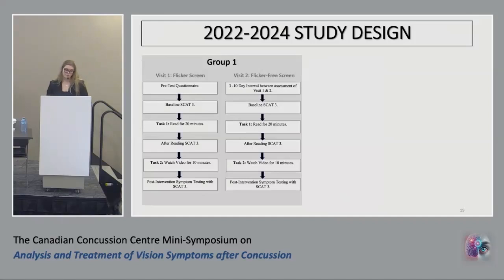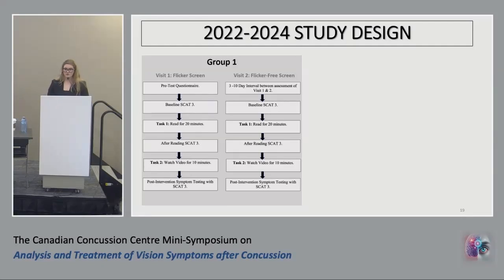I'm going to walk you through an example of what could be expected of a participant that was in group 1 for this study. So someone from group 1 first came in and they used the flicker screen, and they first filled out a pre-questionnaire. And so the questions on this pre-questionnaire were some of the data that I've already presented. Then they filled out the baseline SCAT. Then they read for 20 minutes on the computer screen. Then they did the after reading SCAT.